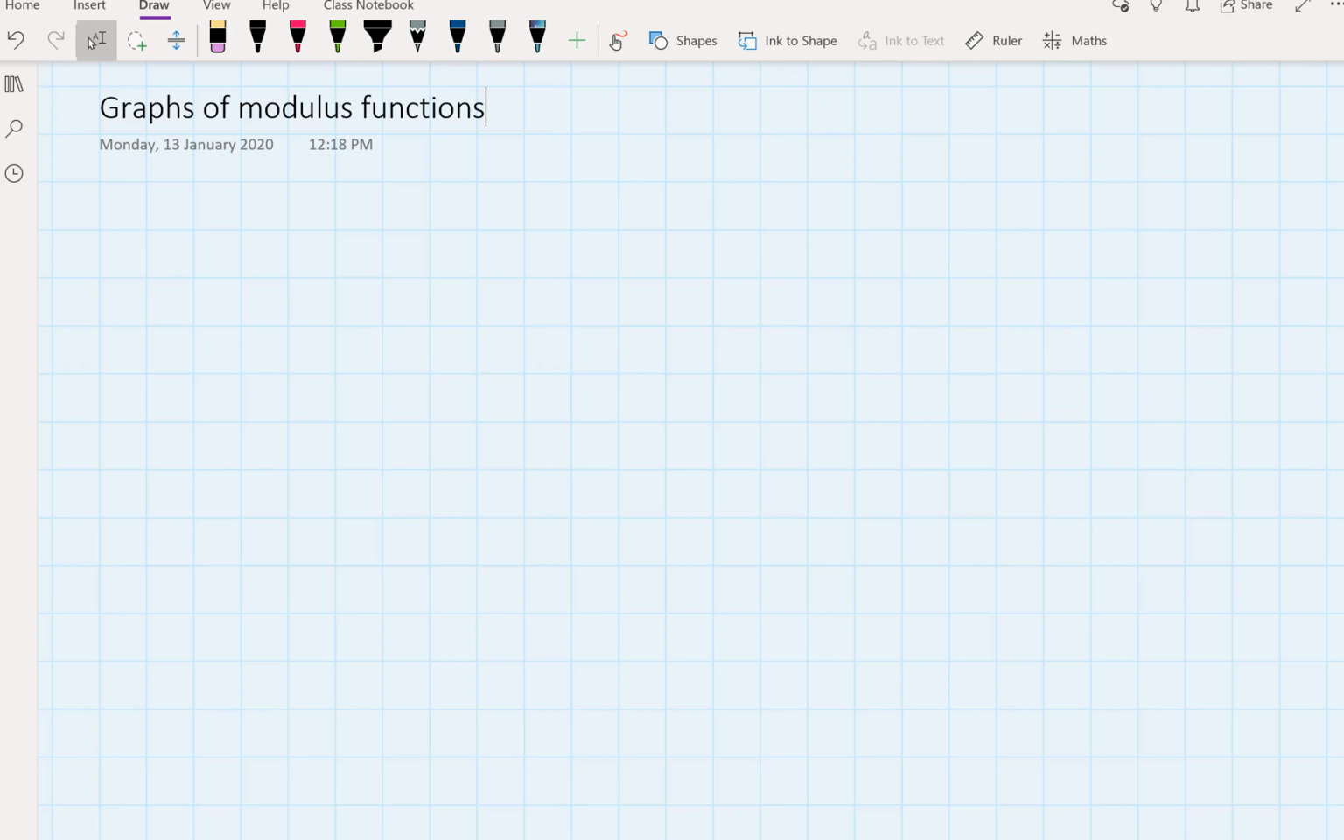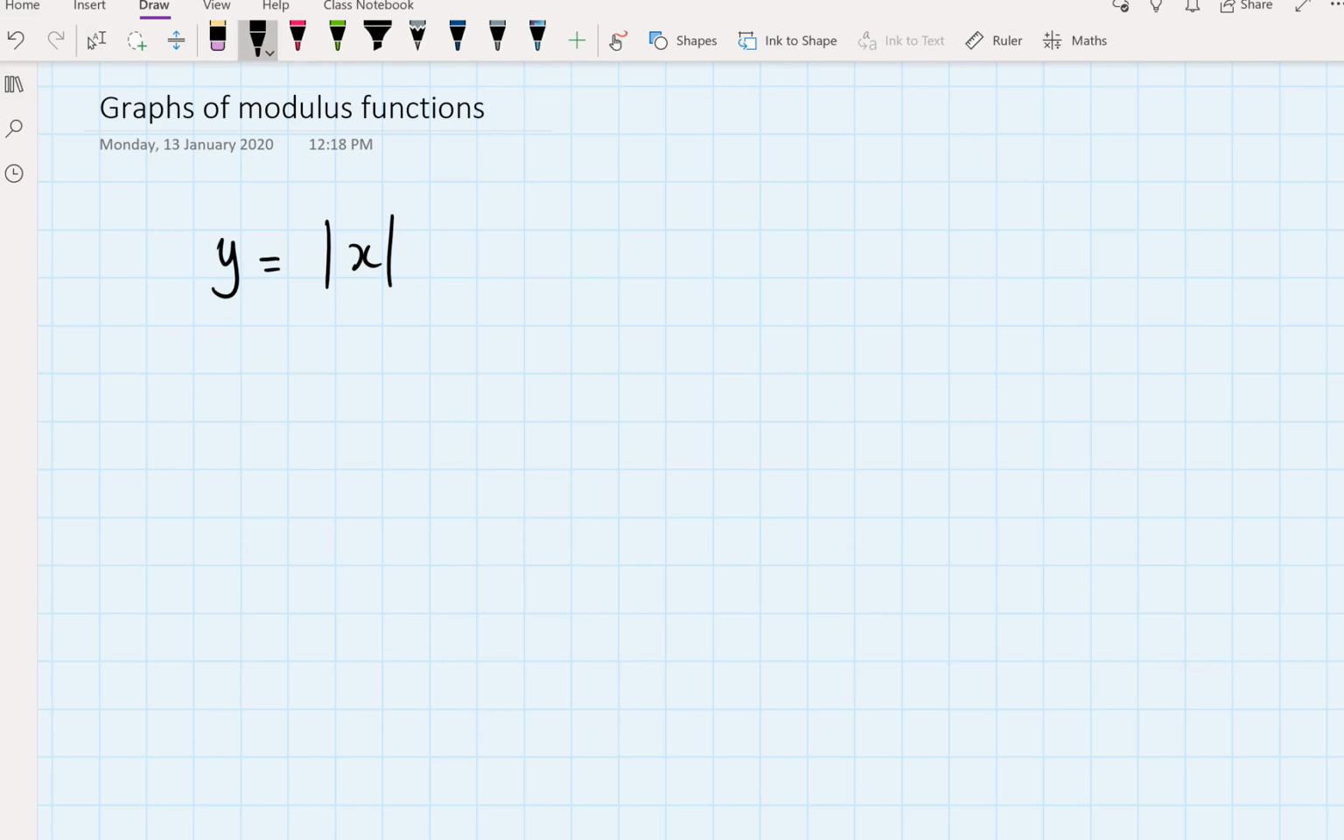So as promised before, we're going to look at the graphs of modulus functions. So we're going to look at graphs of things like this. y equals the mod of x. Now, we need to think about that basic definition that we had at the start. So we're talking about the modulus function.